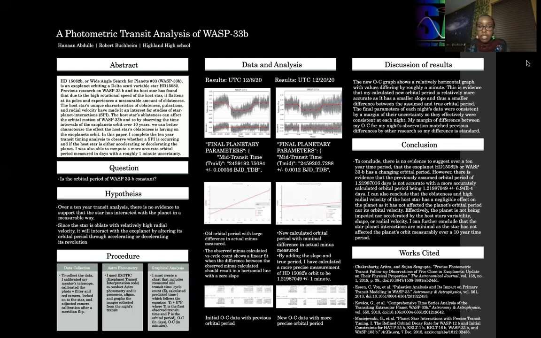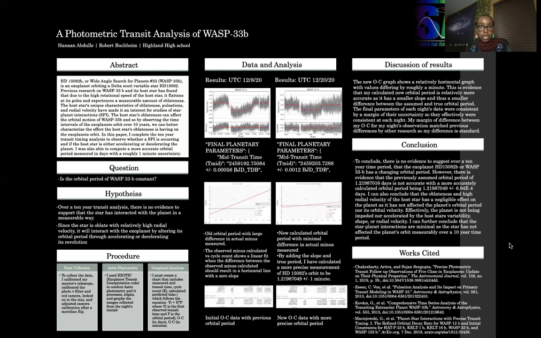I then calculated a new orbital period through the use of the slope of the original graph, and was able to get a more precise orbital period of 1.2198749 with an uncertainty of minutes, and that the orbital period is measured in days. So the final planetary parameters for each night were consistent by a margin of their uncertainty.